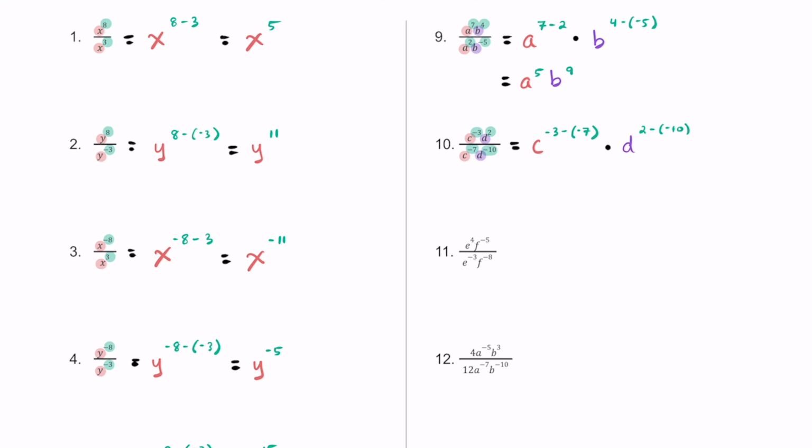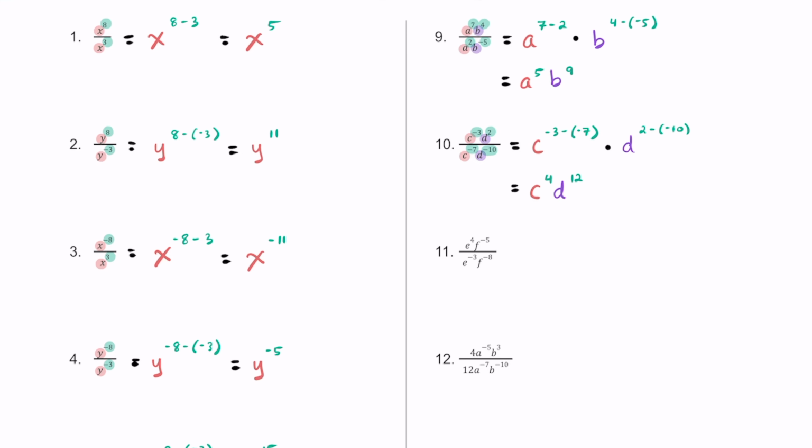So let's go ahead and simplify this a bit more. So we're going to have c, and then for this negative 3, take away negative 7. That's the same thing as negative 3 plus 7, which is positive 4. So that's going to be c to the 4th power. We're going to multiply this by d raised to the what power? Well, 2 take away negative 10 can be rewritten as 2 plus 10, and that's equal to 12. So d to the 12th power. So this whole expression is the same thing as c to the 4th power times d to the 12th power.